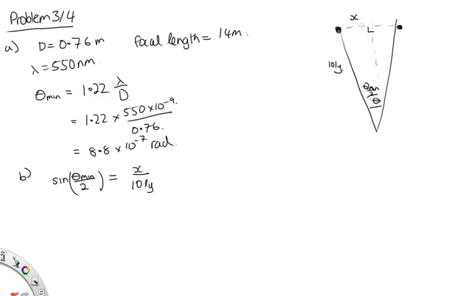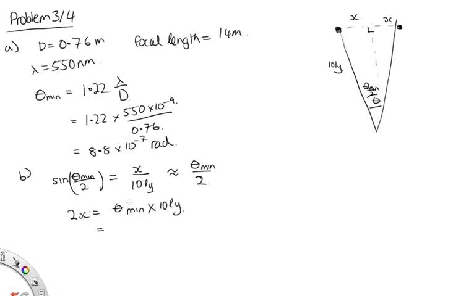Now the distance between them is 2x, because each of these is x, it's symmetric. So what we're trying to find is 2x. Now to make it easier, let's use the normal approximation. Sine theta, because theta is small, is approximately theta. So sine of theta min on 2 gives us 2x is equal to theta min times the 10 light years.